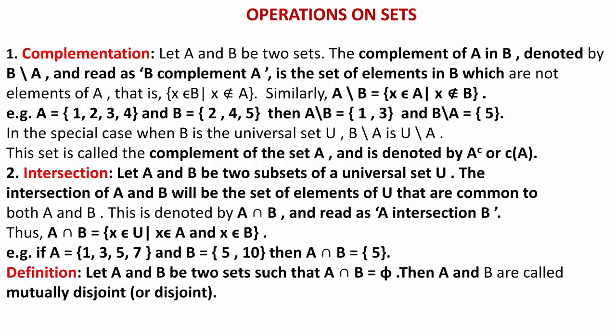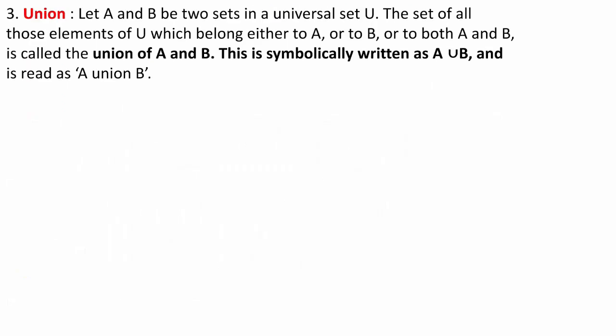Let A and B be two sets such that A intersection B is empty. Then A and B are called mutually disjoint sets, or simply disjoint sets. Note that A and A complement are disjoint sets.